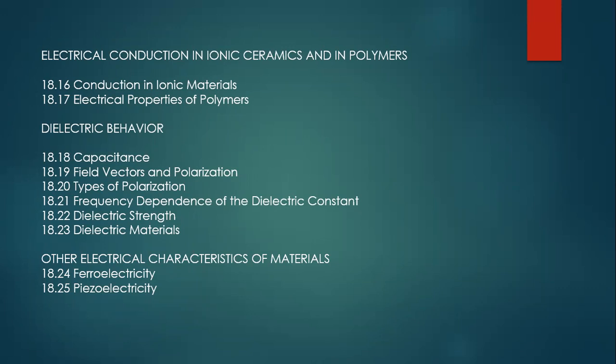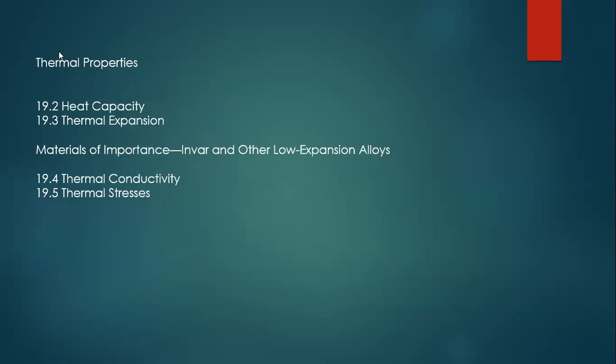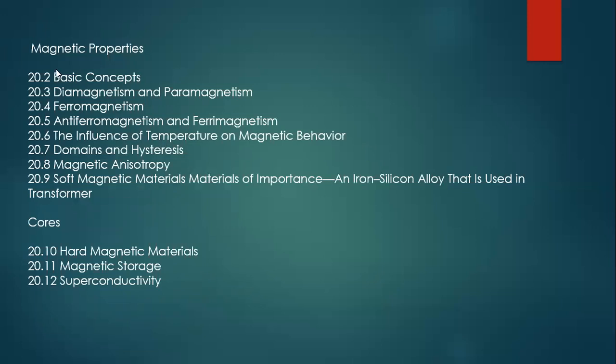That's why we'll look at ferroelectricity and piezoelectricity. I'm going to explain this when we reach this part. Apart from that, we look at the thermal properties of materials, that is heat capacity and thermal expansion, which you did, I think, in both physics and chemistry. And then we'll look at the invar and other low expansion alloys. Then apart from that, we'll look at the magnetic properties of materials.